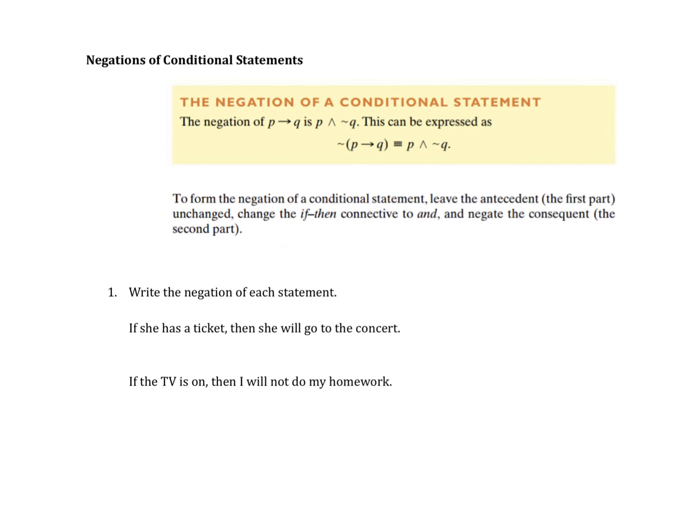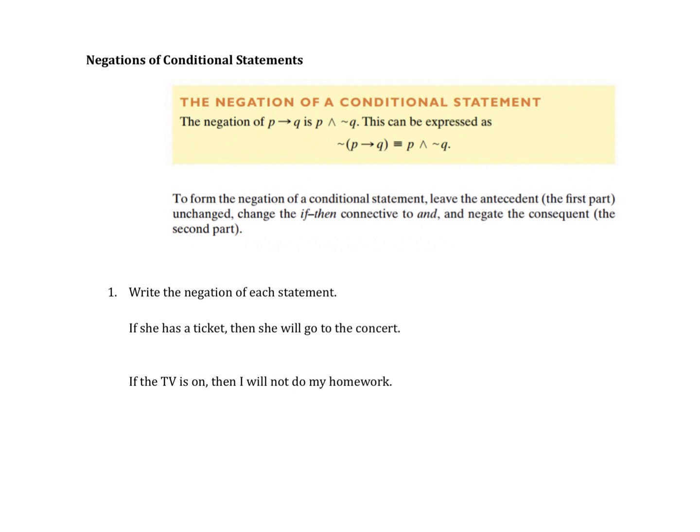Today we're going to negate conditional statements, conjunctions, and disjunctions. For conditional statements, which are if-then statements, to write the negation, you're going to leave the antecedent, or the first part, the same, and then you're going to change if-then to and, and negate the consequent, the second part.